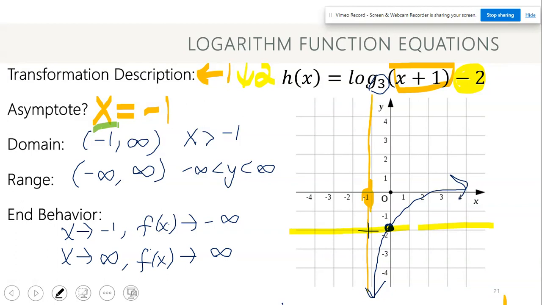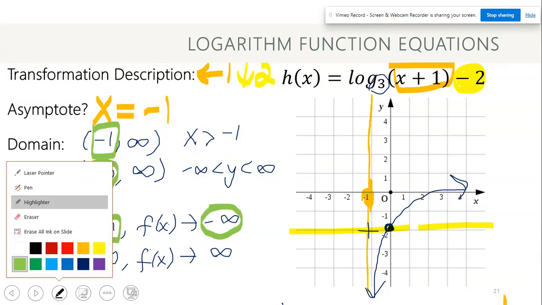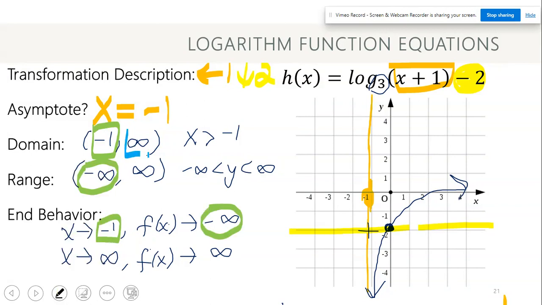Again, the domain x values affect the x value on our left end behavior. The range affects the y values on the left end behavior. And vice versa for on the right. The domain on the right affects the right end behavior for x. The range on the right affects the end behavior on the right.